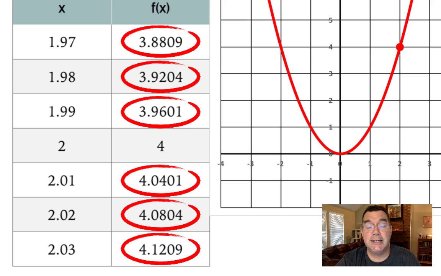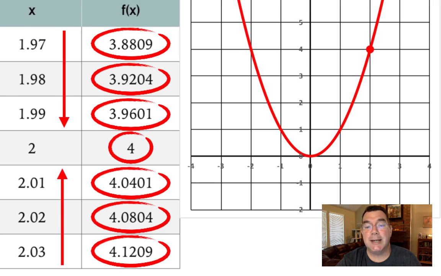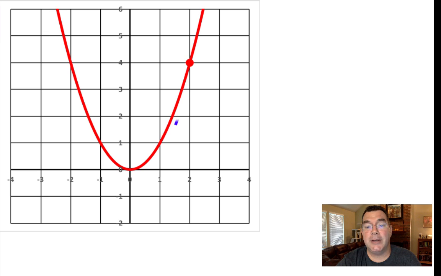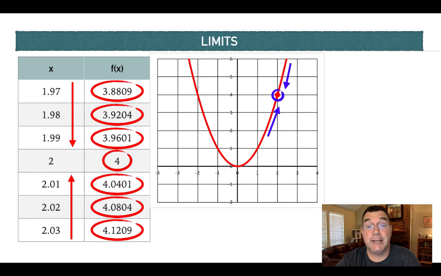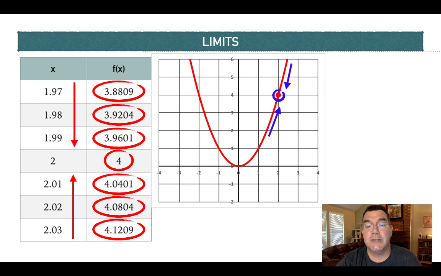And what you'll notice is whether I approach from the left or from the right of x equals 2, the y values approach 4. And as I look at the graph, I notice the same thing. As I look at the y values as x approaches 2 from the left or from the right, the y values approach 4, and the function actually exists there, and the y value is 4.